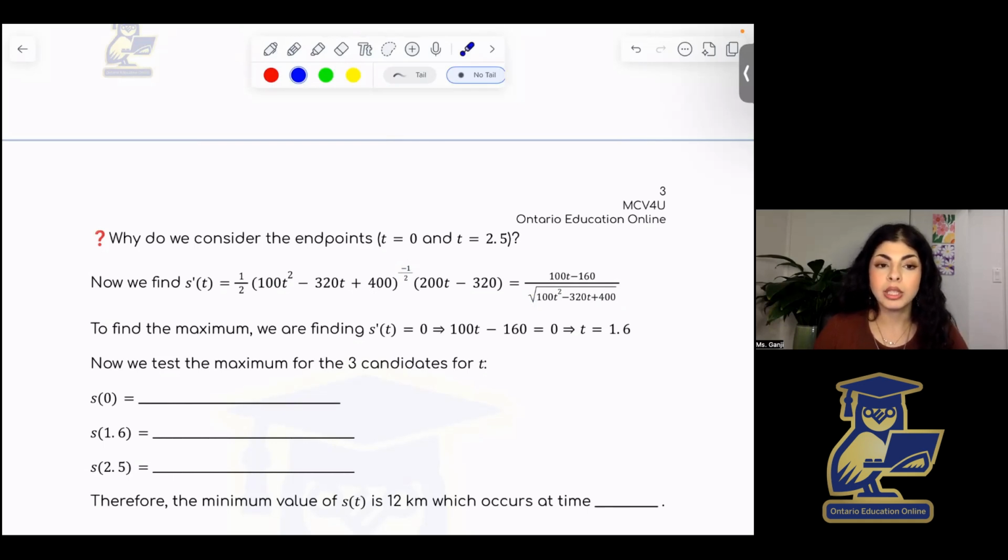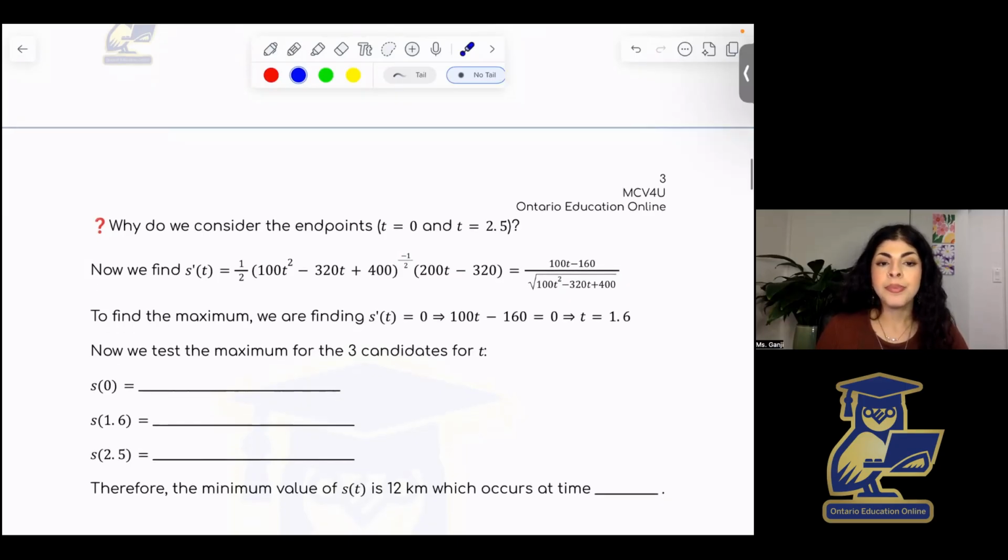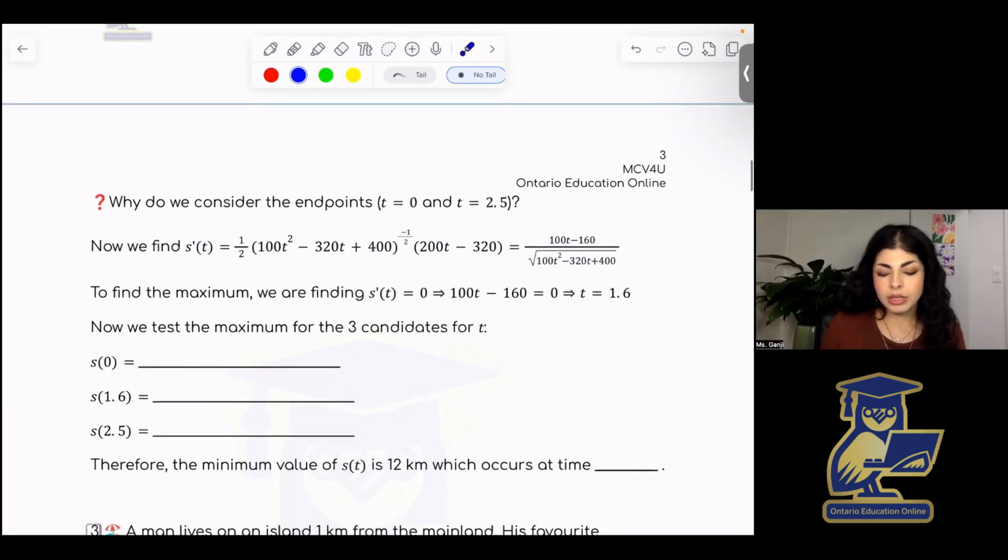So now I encourage you to try finding the different values for our critical point, which is when S prime of t is equal to 0, as well as for the two endpoints. So S prime of t is equal to 0. This one's pretty simple because for this to be 0, we are just considering the numerator to be 0. So 100t minus 160, we have that t is equal to 1.6. So again, try to find what the distance is at each of these points.